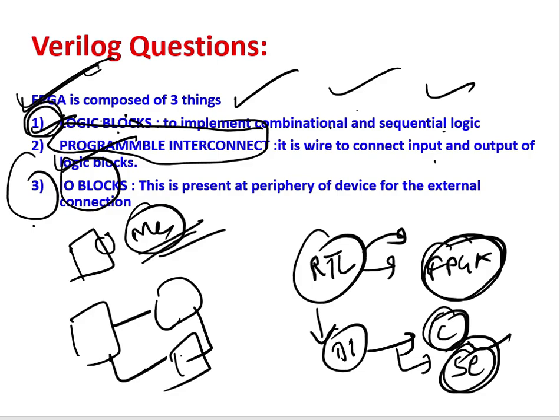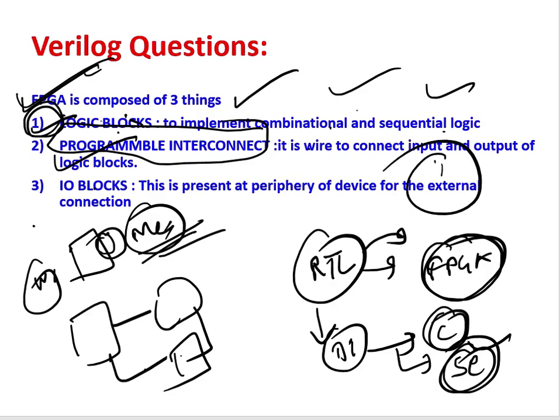Okay, so externally, if you want to connect a memory module or a Wi-Fi module, that is done by the IO blocks. So the IO blocks are for external connection. Okay, so: logic blocks, programmable interconnect, and IO blocks.